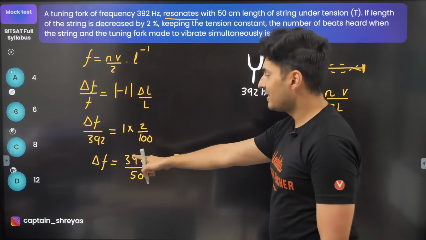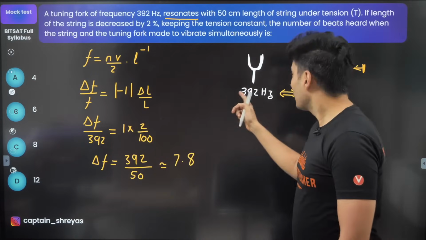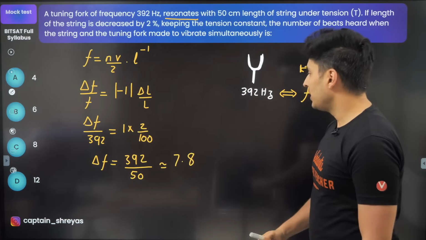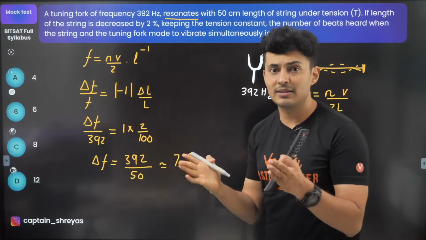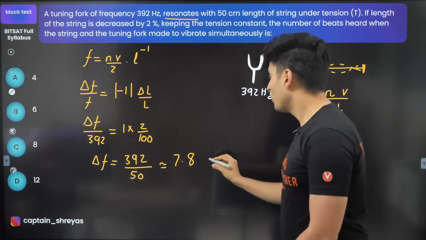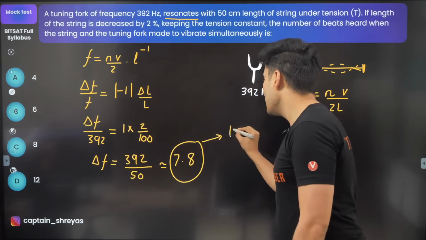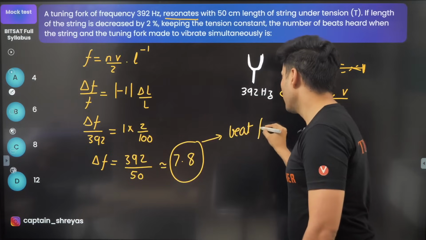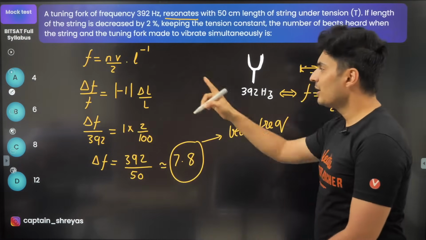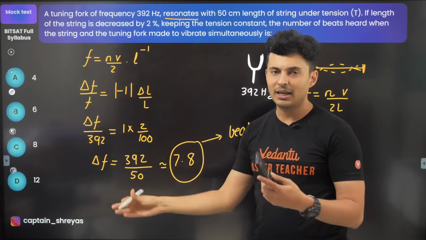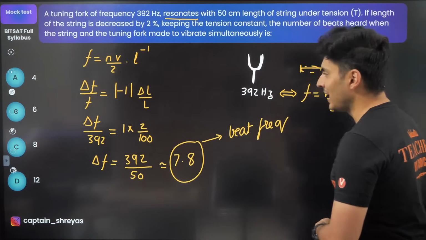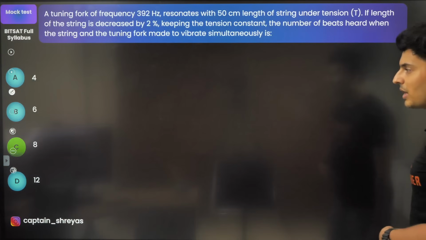So this is the change in the frequency. Tuning fork is still at 392. Now the string will vibrate at 7.8 hertz difference. So that would become your beat frequency, which means option C should be correct. Approximately 7.8 something will be 8 itself. Is that okay, my warriors?